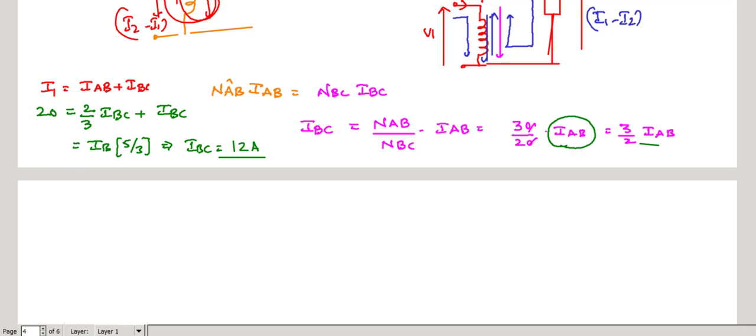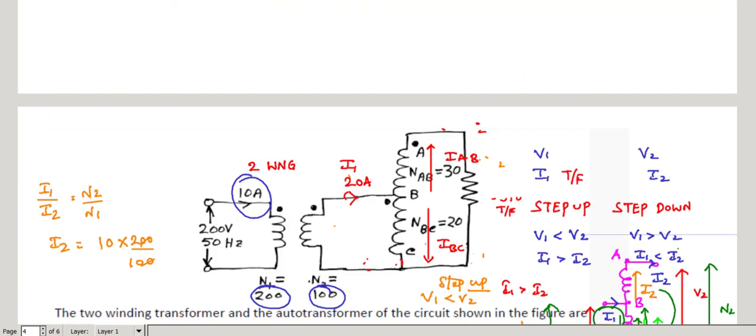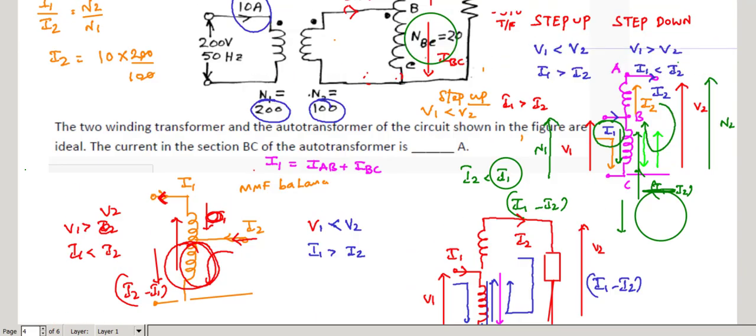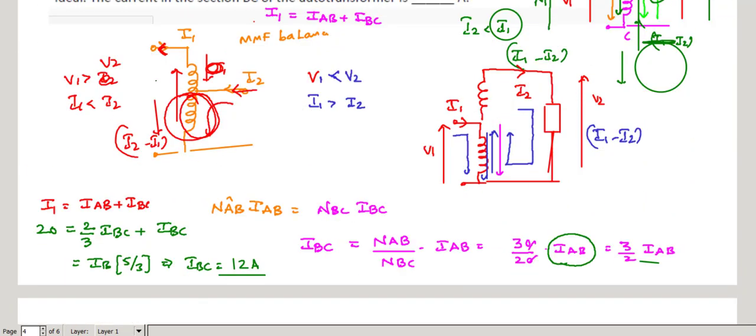Here only one confusion will come into the picture: why did you take the current direction downwards like this? For that purpose I explained the step up transformer and step down transformer, and you can easily understand that. This is a very important question. You can expect it in TRB Polytechnic lecturer for 2 marks, and in GATE as a 1 mark question also. Let's see another question.